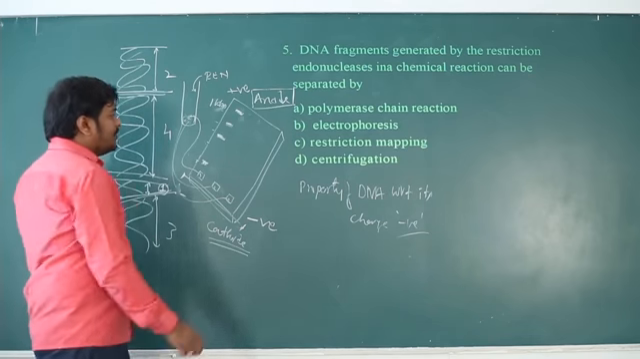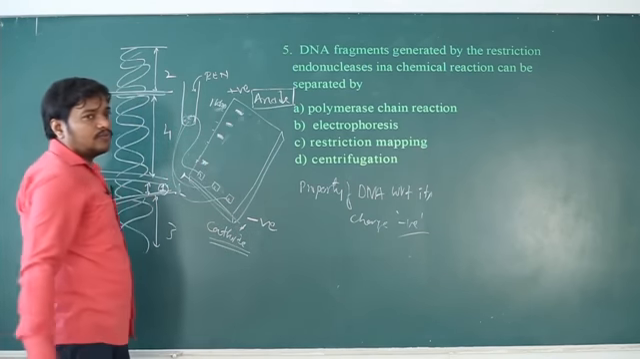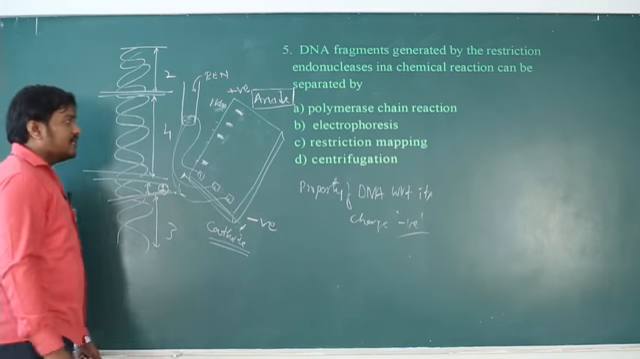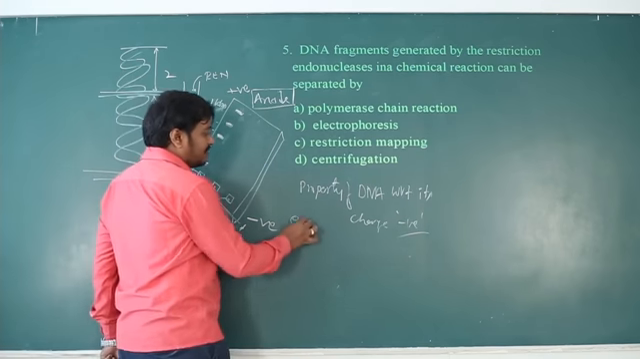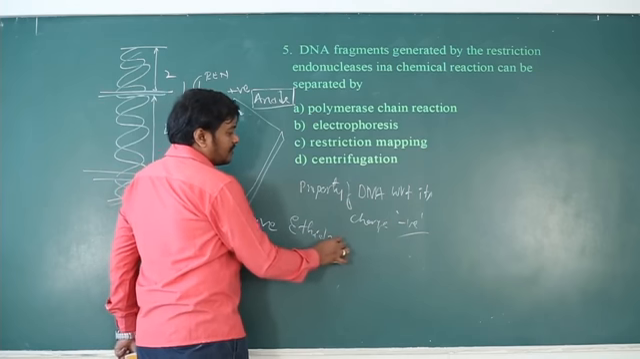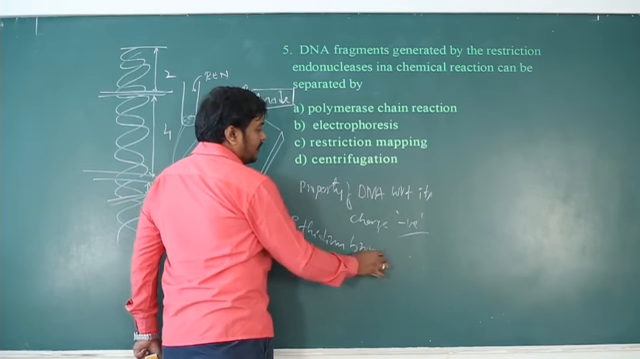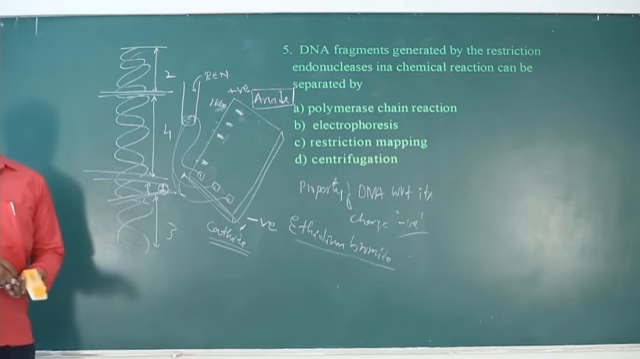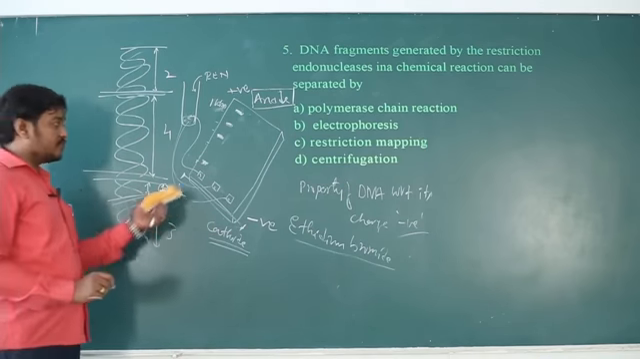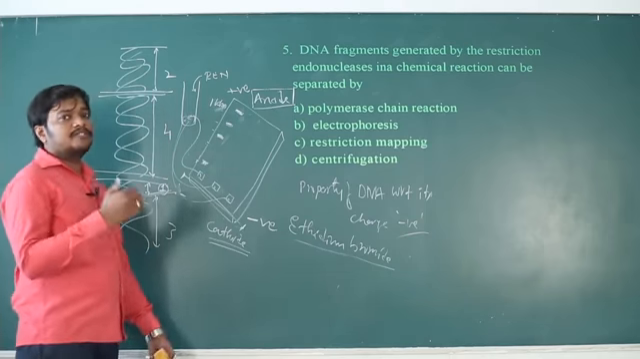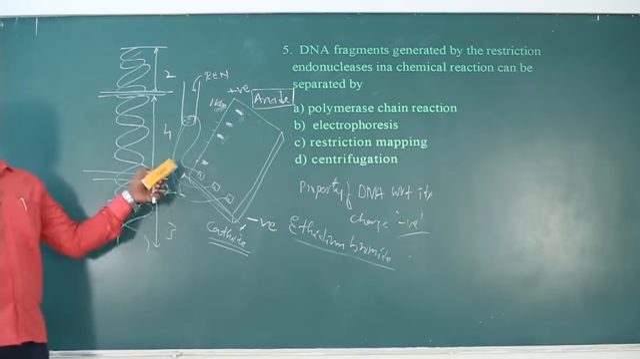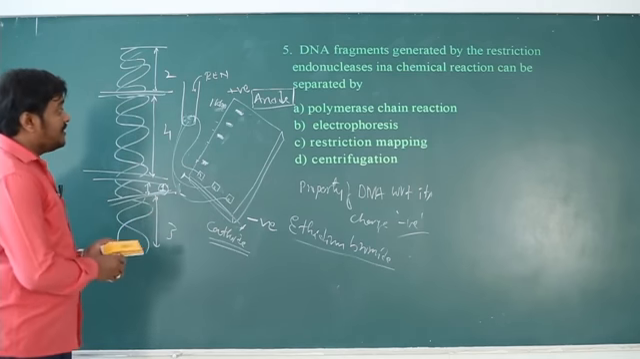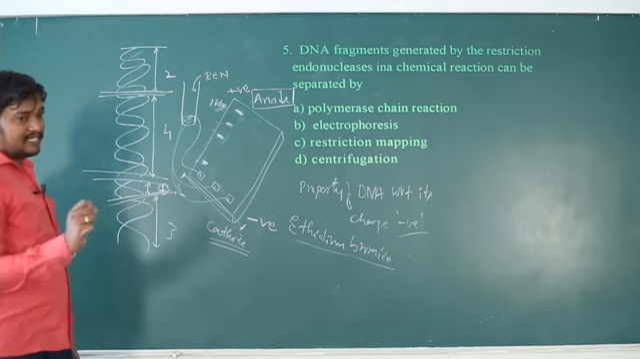Here you cannot visualize the DNA directly, so you need a visualizer, a coloring agent. The coloring agent used in this electrophoresis is ethidium bromide. By using ethidium bromide we are able to visualize the DNA. When you observe under UV light, it appears pink or orange, so we can easily identify the fragments and analyze at which base pairs they have separated.